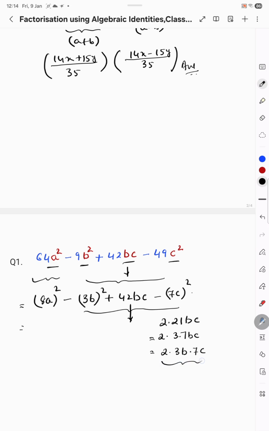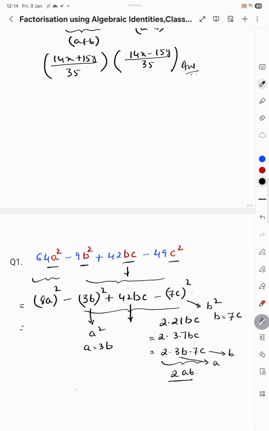So now see this part has become the 2ab part. So if we take this as our a square and this as b square, my a will be equal to 3b and my b will be equal to 7c. So 3b is our a and 7c is our b. So we got this 2ab format.